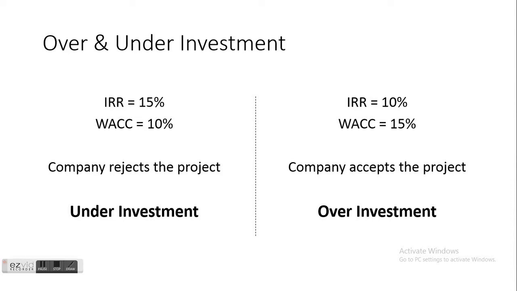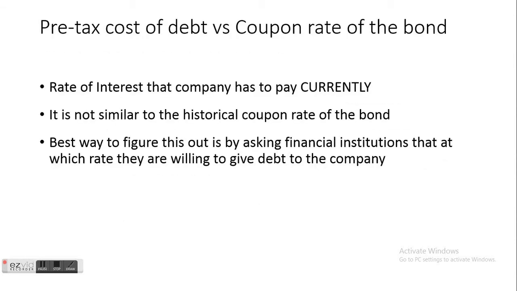Let's now talk about the technical points or the common mistakes that people make while calculating WACC. The first one is pre-tax cost of debt versus the coupon rate of the bond. Pre-tax cost of debt is defined as the interest rate that is expected by the investors now. It is the rate of interest that a company has to pay currently if it borrows the money. It is not the coupon rate that the company is paying on its existing bonds.